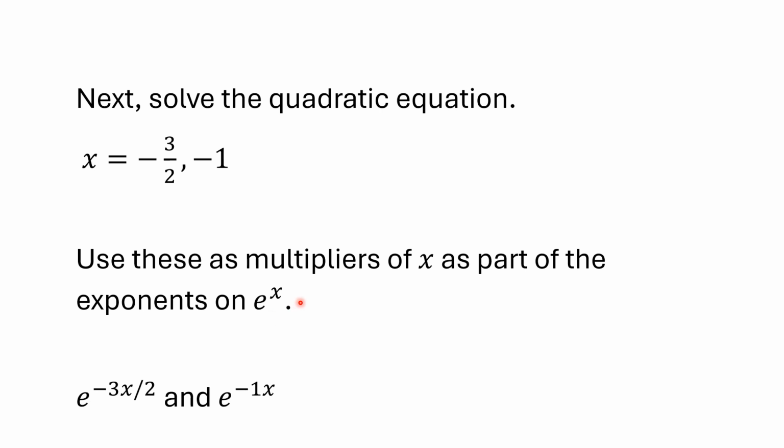And we will use these as multipliers of x in the exponent on e. So we're going to end up with e to the -3/2 x and e to the negative x. You don't have to show explicitly a 1. I just did that to make it obvious what's going on.